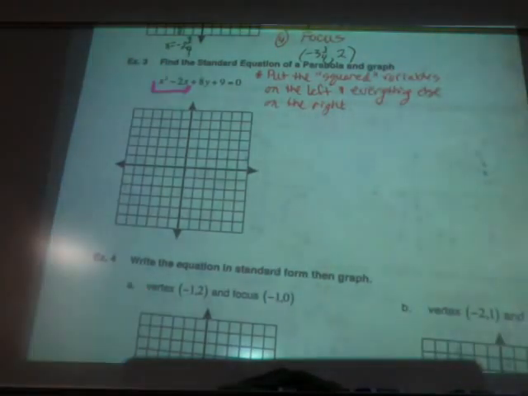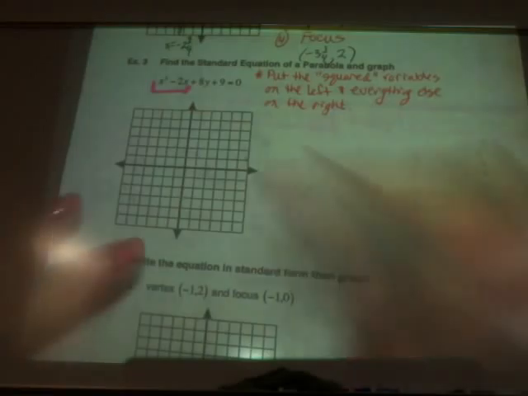If the y were squared, you take the y squared and the y term, and that would be on the left, and you move everything else to the right. You're not going to have 2 squared terms. If you have 2 squared terms, then we're no longer talking a parabola. We're talking an ellipse, a hyperbola, or a circle, because those actually have all squares.